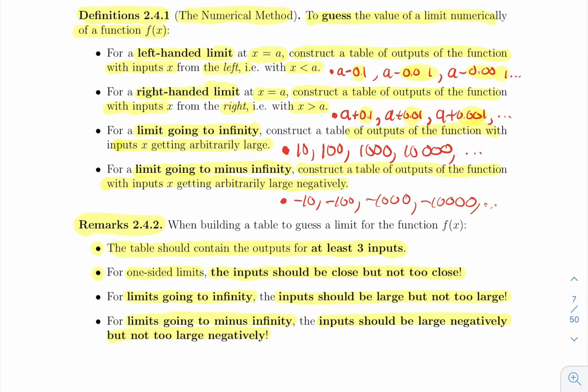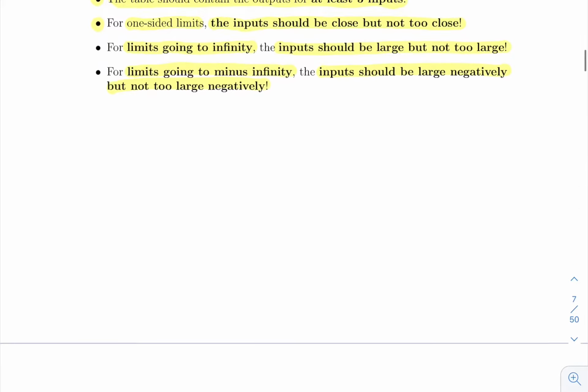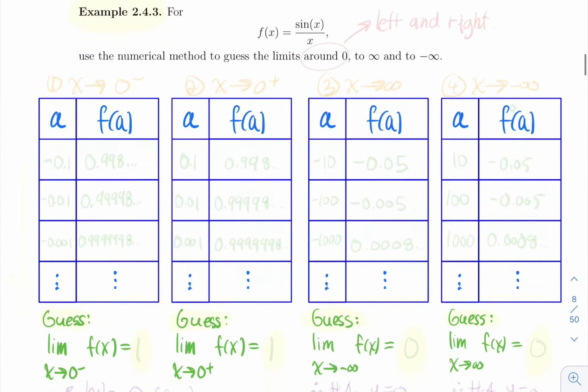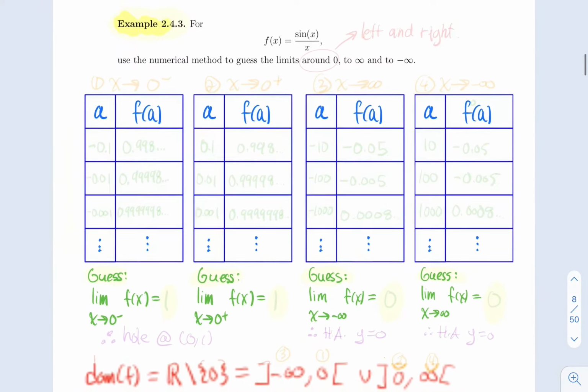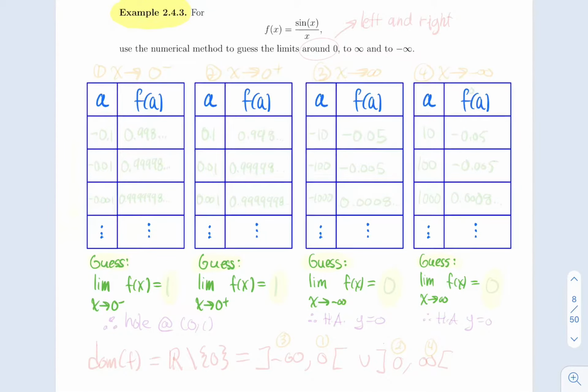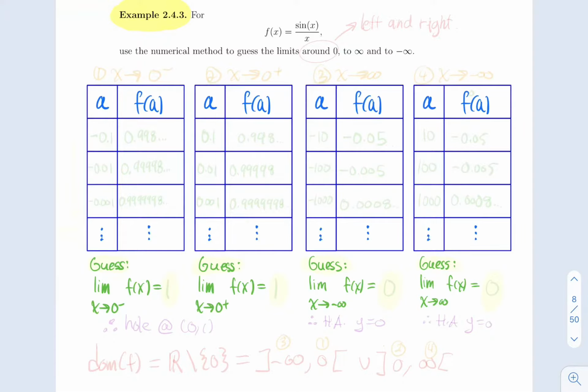All right, let's go look at an example right away. First example. Well, it's actually the only example in that section, but we'll have a lot more examples in the next section too. So we have the function f of x, which is sine of x over x. We want to use the numerical method to guess the limits around 0, to infinity and to minus infinity. Of course, if we say around 0, this means that we want to check the left limit and the right limit. So when we say around, it's implied that we want the left and the right.